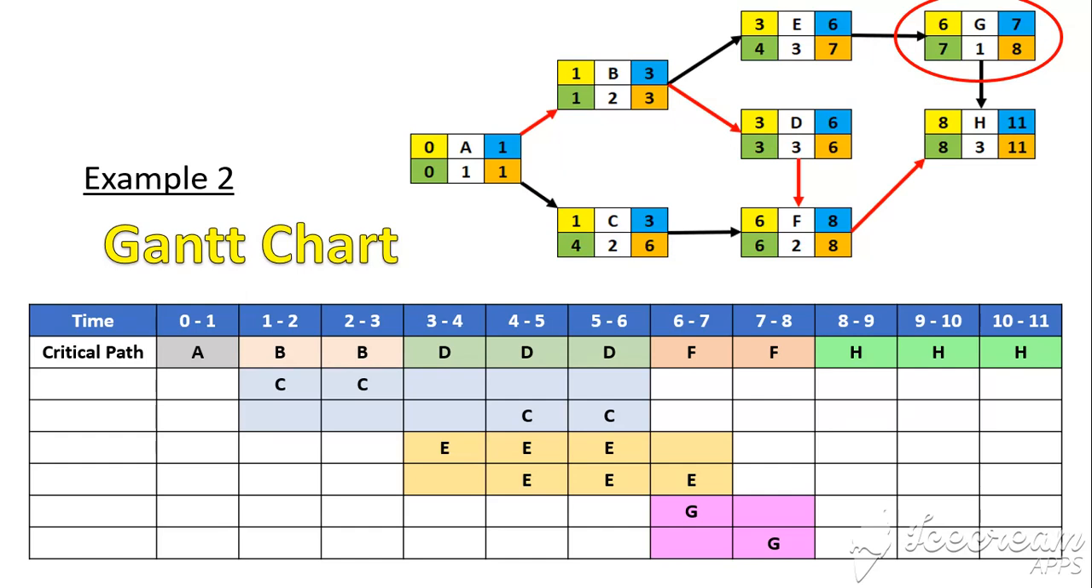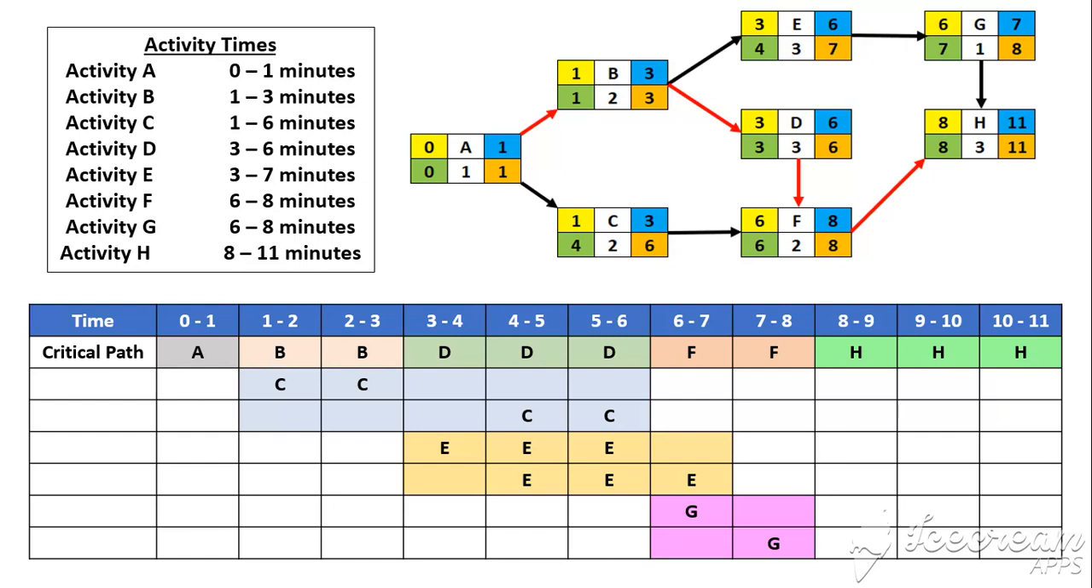So this is our Gantt chart, and it provides us an idea of when we could do each activity. I've listed down a list of activity times for each activity using the Gantt chart as my guideline.